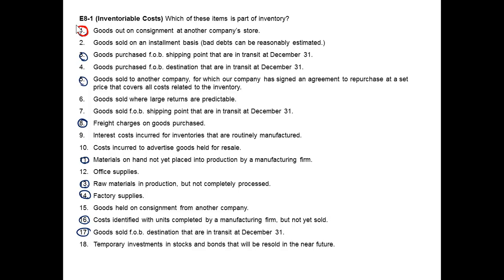Number 2, goods sold on an installment basis. The word here is sold. Since the goods have been sold, they are no longer our goods, so they are part of cost of goods sold. Number 3, goods purchased FOB shipping point.